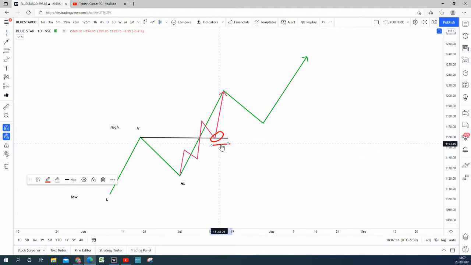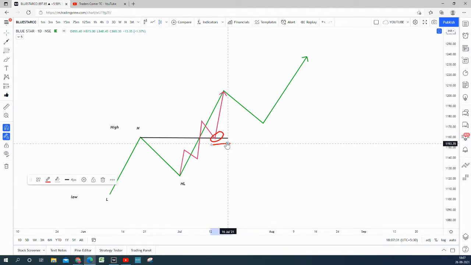Okay, so here what you have to do, when you take an entry here, you put your stop loss here. In such a case, since the breakout happened already here after retracement, for sure the target will go here, because it is an uptrend.